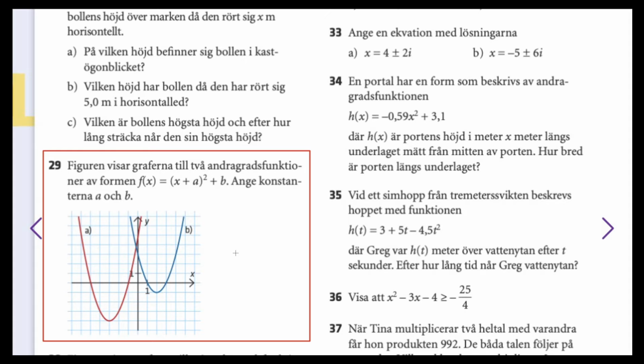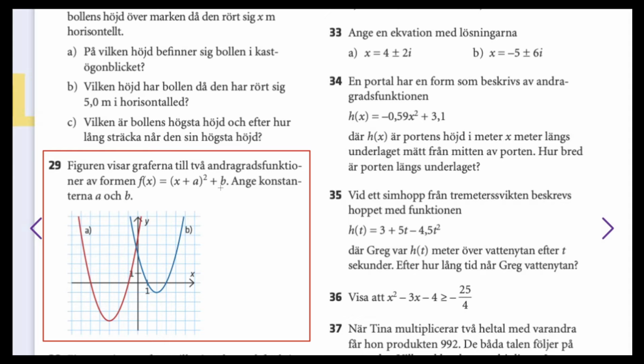Okay, so let us, for example, take the blue one. Forget about the red one for the time being. Let us say that the blue one is the graph of a function of this form, f of x equals x plus a squared plus b. We want to find what is the value of a and what is the value of b.